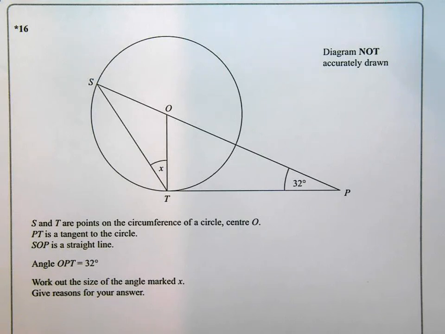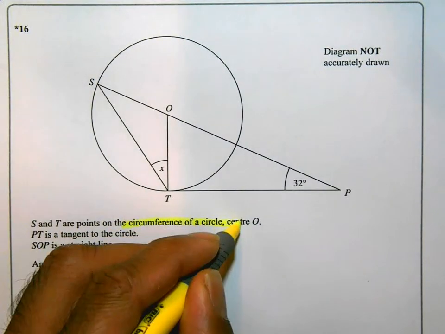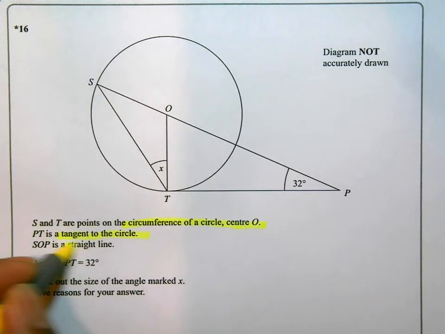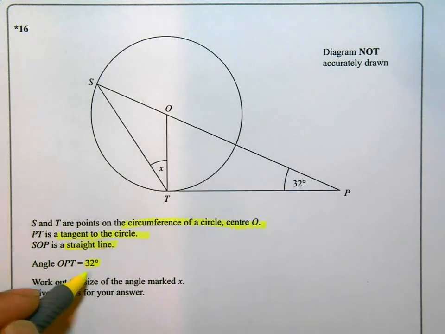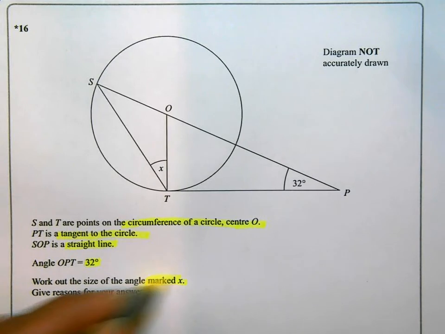This is question number 16 in the June 2013 higher calculator paper. Okay, first of all, reading this question, it says S and T are points on the circumference of a circle, center O. PT is a tangent to the circle, SOP is a straight line, angle OPT is 32 degrees, and that's been given here. Work out the size of the angle marked X, and they want us to give reasons for our answer.